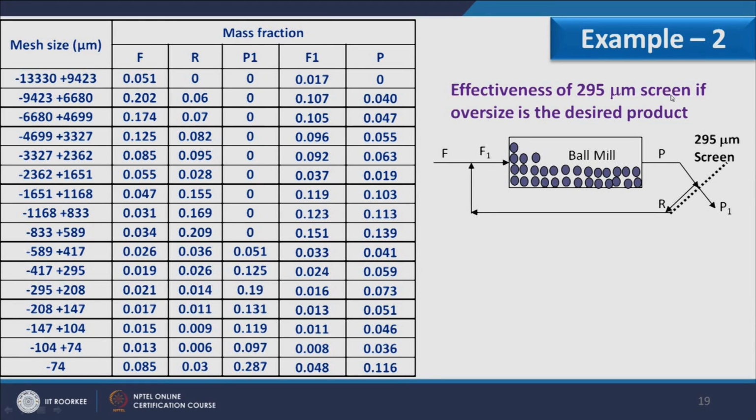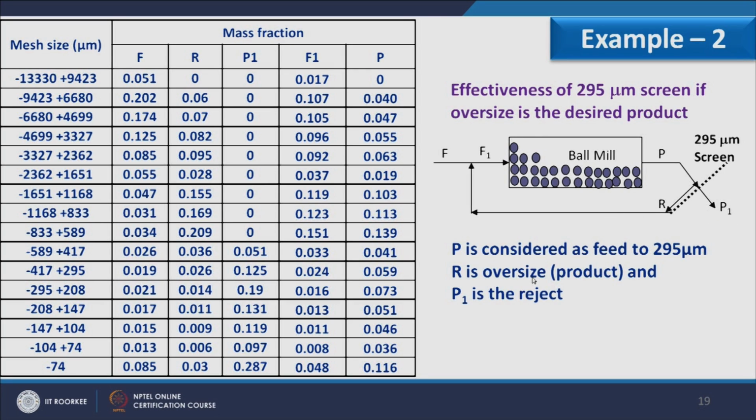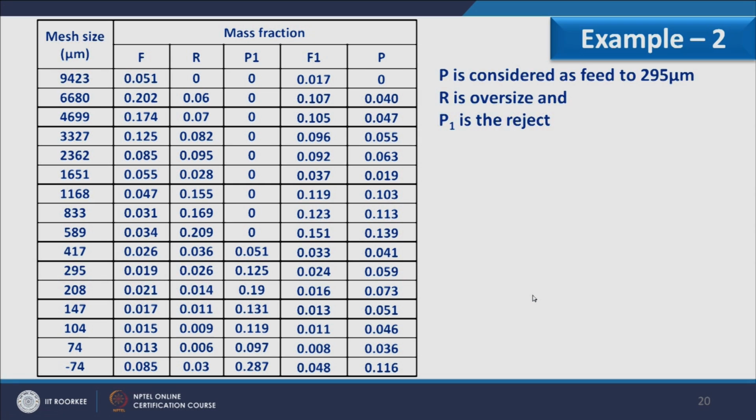Now, finally, we have to calculate the effectiveness of the 295 micrometer screen. If I have to calculate effectiveness for this, what is the feed to this is P, oversize is R, and P1 is the undersize. So, what is the desired product over here is the oversize. So, to calculate effectiveness of this screen, we have to consider these three columns which are R, P1 as well as P. And you understand how we calculate the effectiveness?